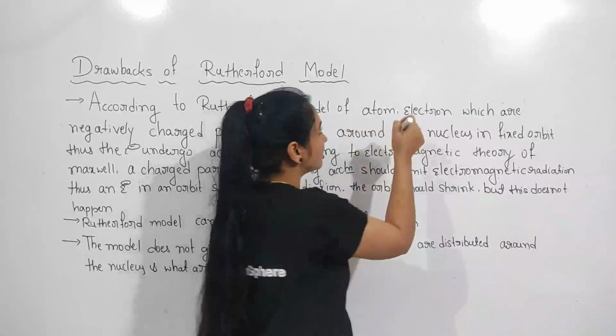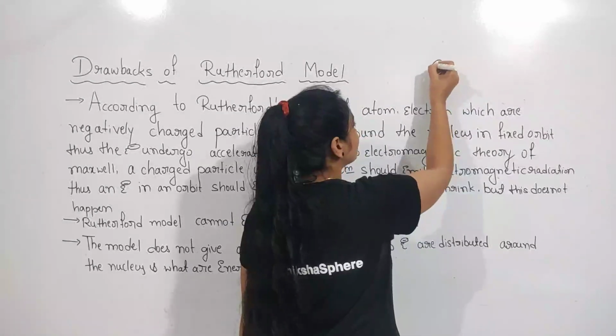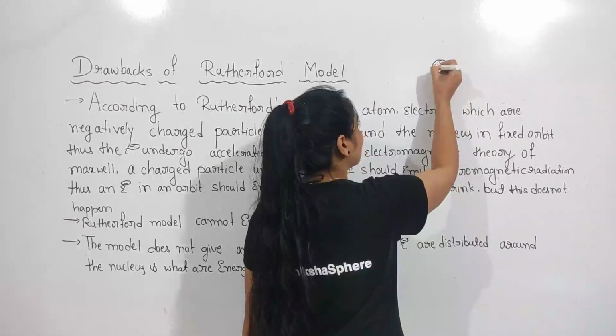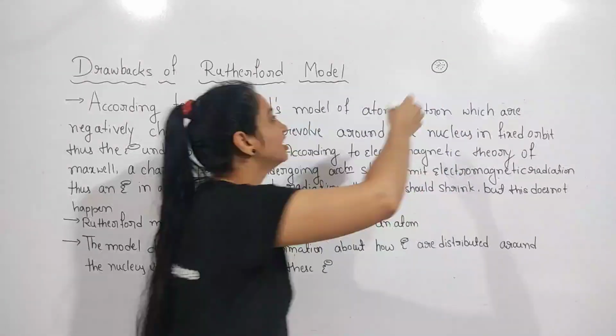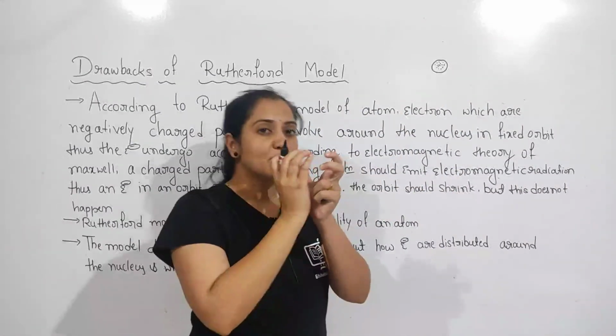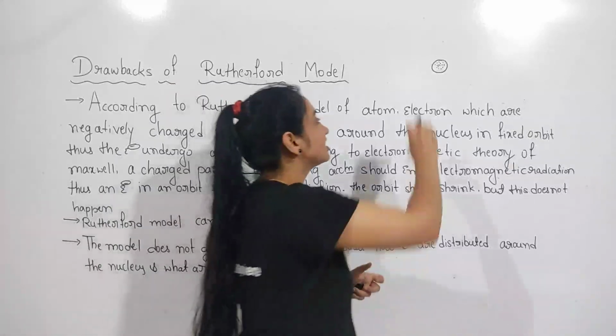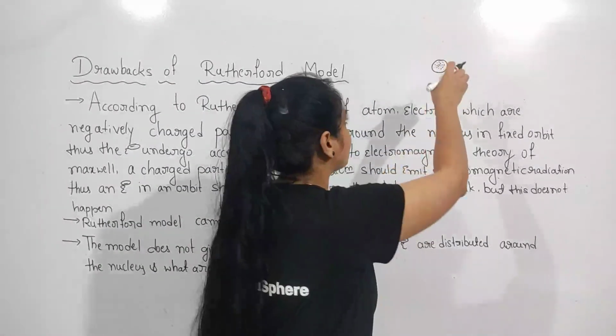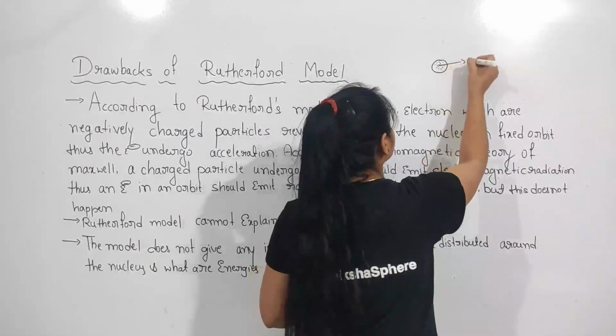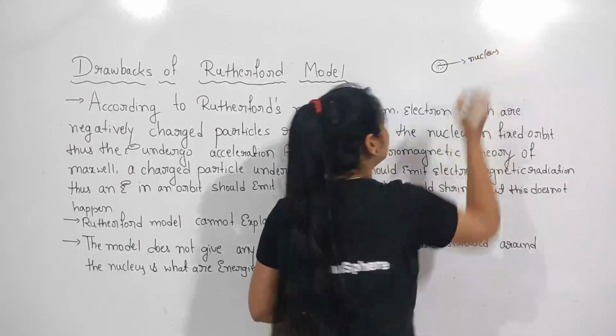So see here, Rutherford said the positively charged particles are concentrated in an extremely small region and placed at the center of the atom, and it is called a nucleus.